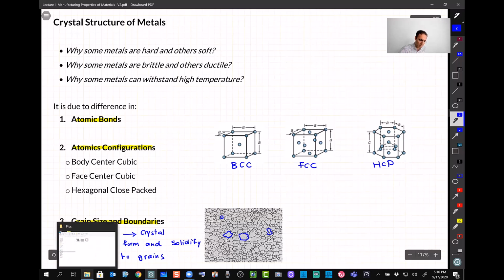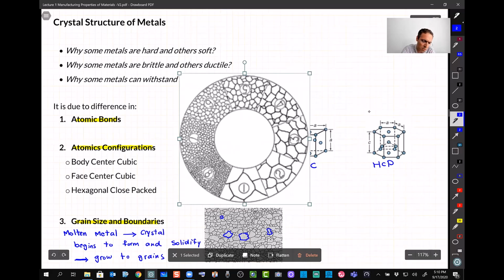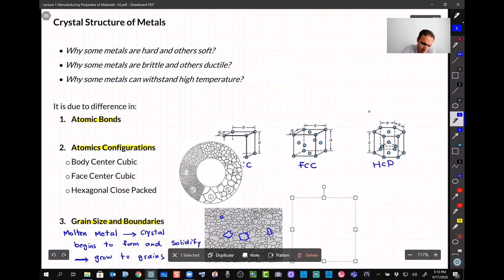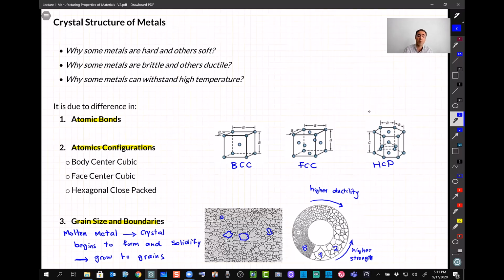Let me bring another picture. If I want to show it in a diagram, maybe this one is a good one. Let's say we start with grain number 1, which is the largest grain here, and then we go with 2, 3, and so on, and 8 has the smallest grain size. As we move in this direction, the smaller the grains, the higher the strength. But the flexibility is the opposite way, so this side is going to have higher ductility. So grain size is another factor in the property of a material.